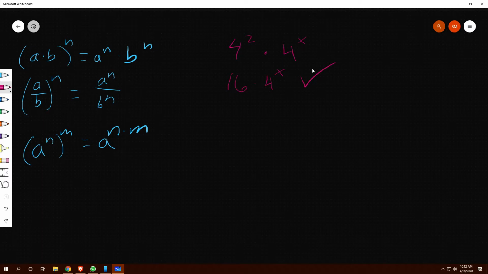Good. That's equivalent. For the first one, I just go ahead and do 4 squared. Next one, since they are the same base and they're being multiplied, when you multiply the same base, you add the exponents. Four to the 2 plus x. So anytime you have the same base being multiplied, you add the exponents.